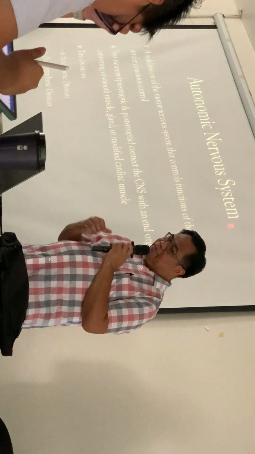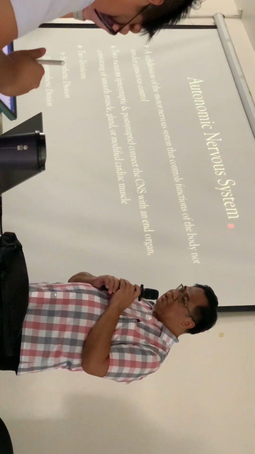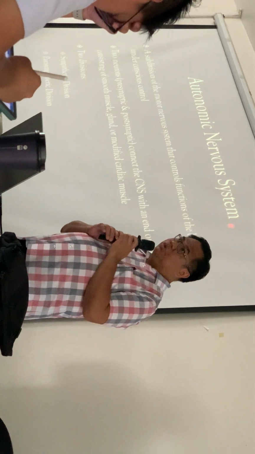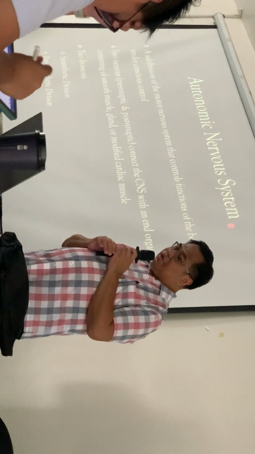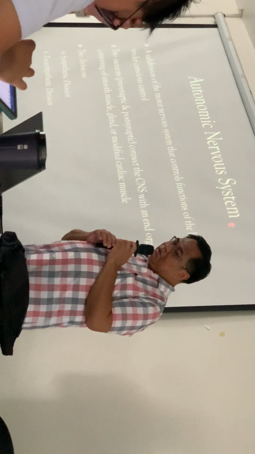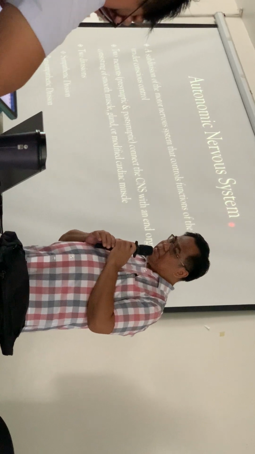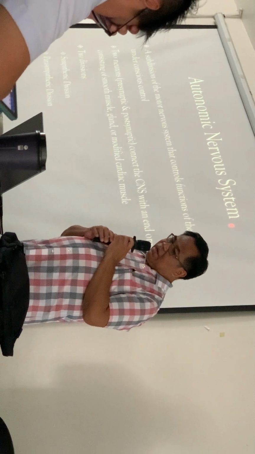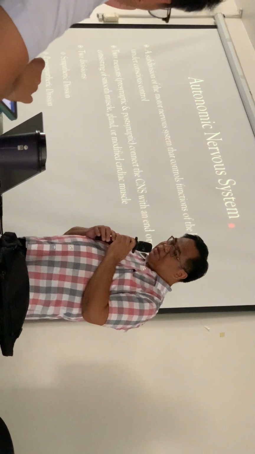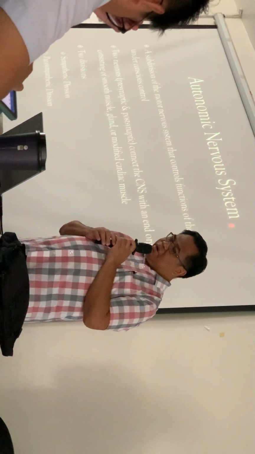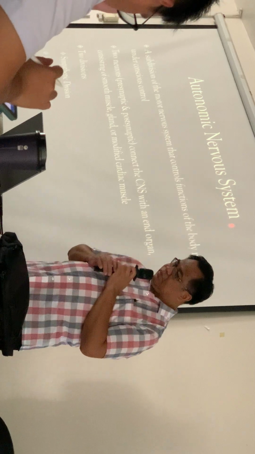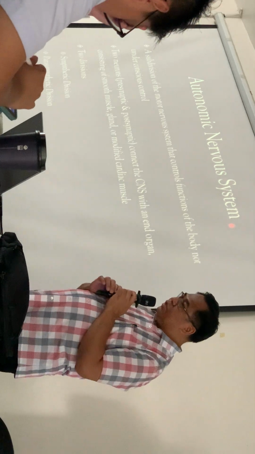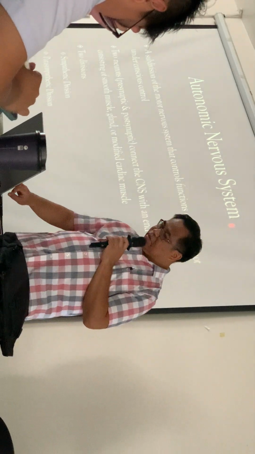And unlike the skeletal nervous system where you have one neuron, for the autonomic nervous system you have two neurons, which I showed earlier. So there is the presynaptic neuron and the postsynaptic neuron. They connect the central nervous system with an end organ, usually consisting of smooth muscle, gland, or cardiac muscle. And we have two divisions, a sympathetic division and a parasympathetic division.